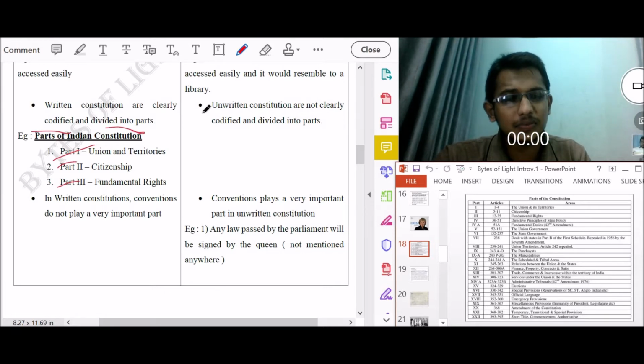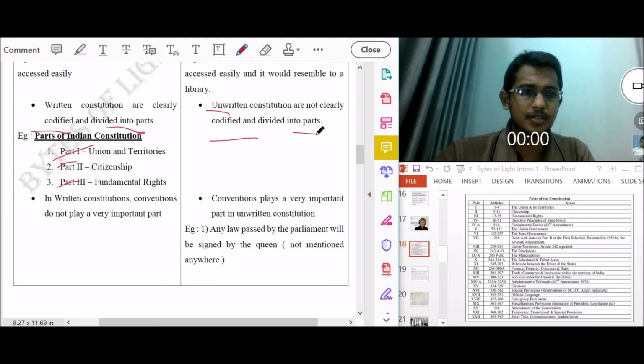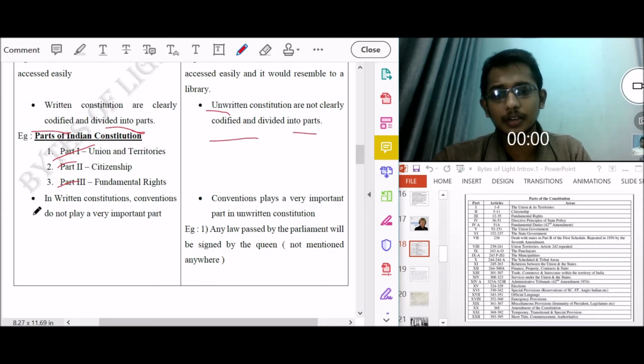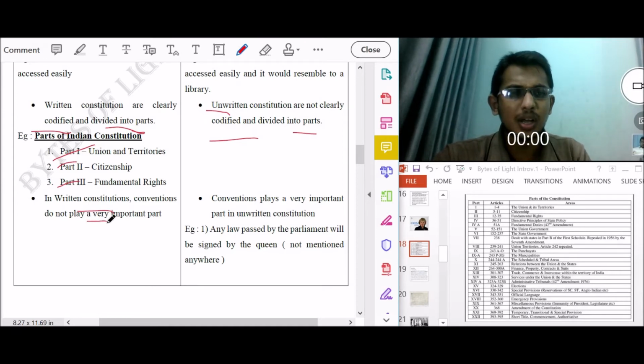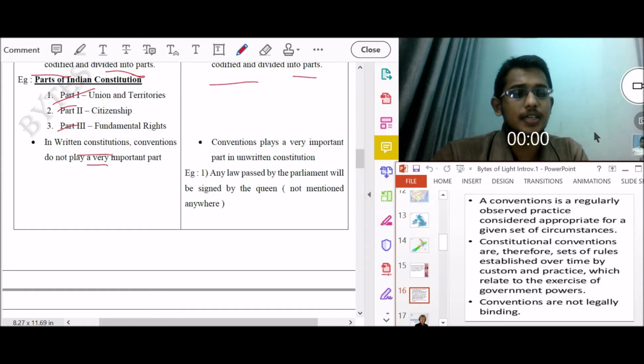But in the case of an unwritten constitution, they are not codified and divided into particular parts. So that is a difference. And the fourth point is, in written constitutions, conventions do not play a very important role. So let us see what a convention is. A convention is a regularly observed practice considered appropriate for a given set of circumstances.